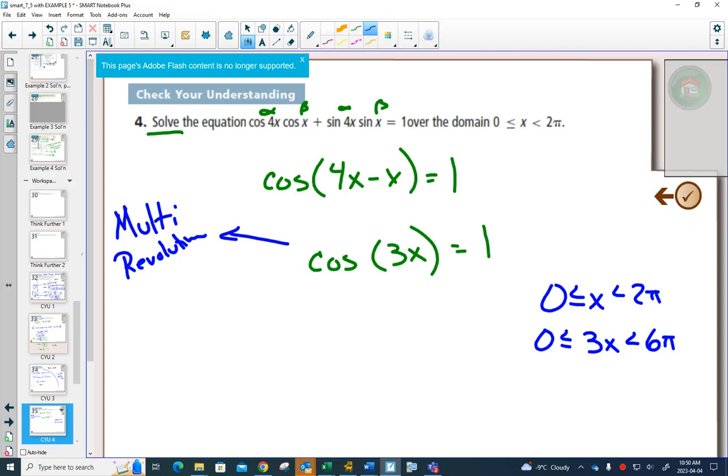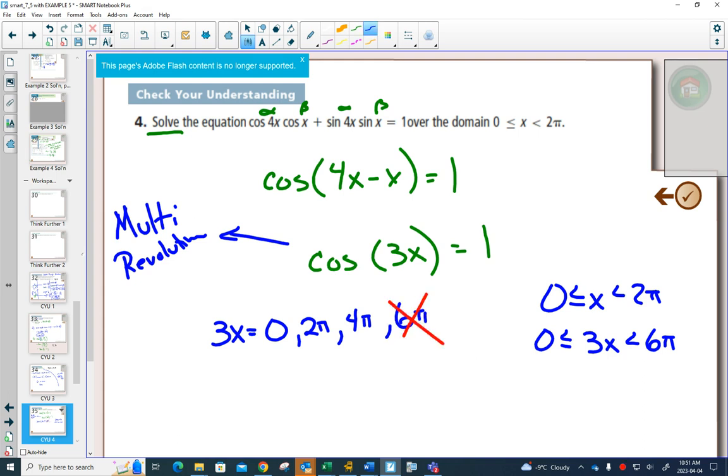That was step one. Step two, we then solved for 3x over its new domain. So we're going to go 3 times around. Is cos ever equal to 1? Yes. Right here. Right? Cos is the x coordinate. So that's going to be 0. Then once around the circle would include 2 pi. Twice around the circle would include 4 pi. And the third time around the circle would include 6 pi.